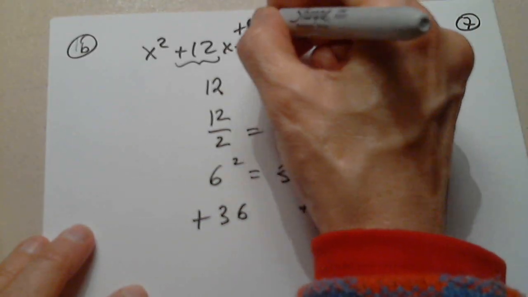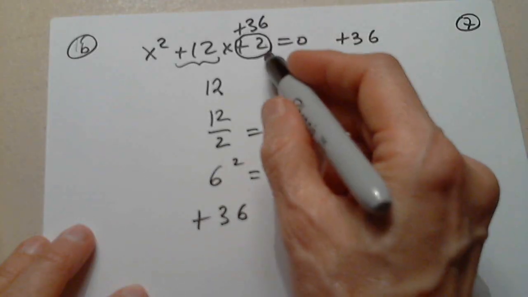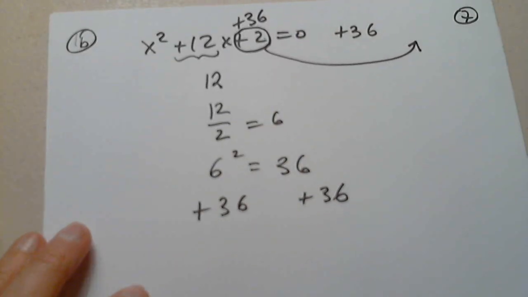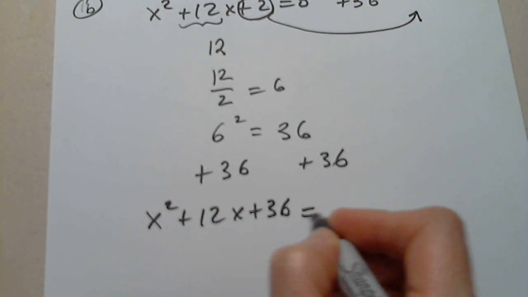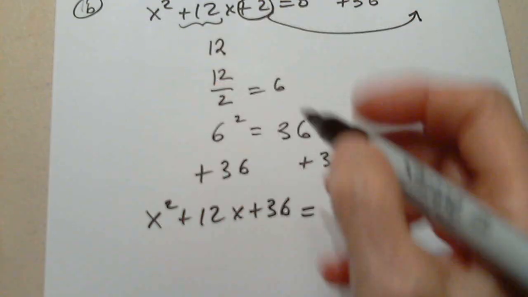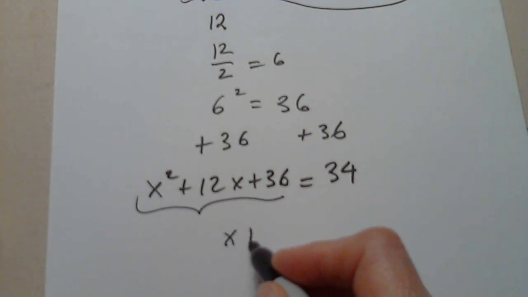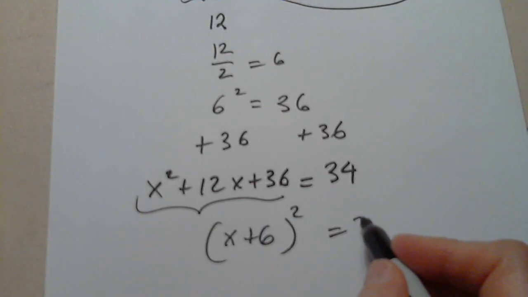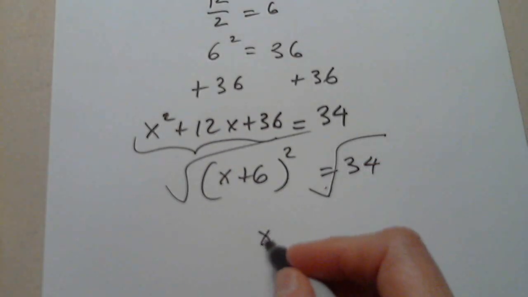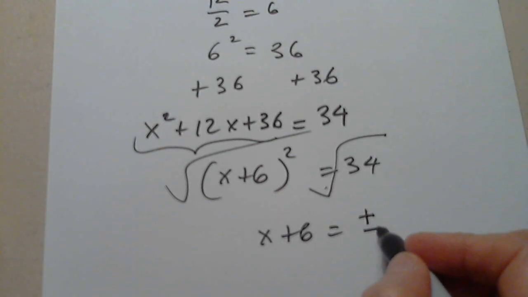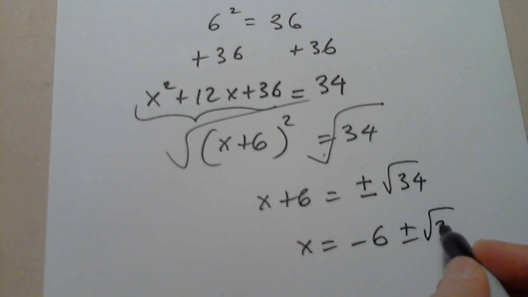So I'm adding 36 here, and I'm adding 36 here, and of course this does not belong here. It has to go to the other side. So the equation now is x squared plus 12x plus 36 equals 36 minus 2, which is 34. But you have to remember that this is x plus 6, everything squared, equals 34. And now we take the square root. X plus 6, don't forget plus or minus the square root of 34. So the final answer is negative 6 plus or minus the square root of 34.